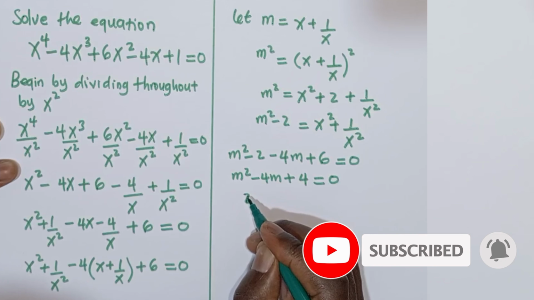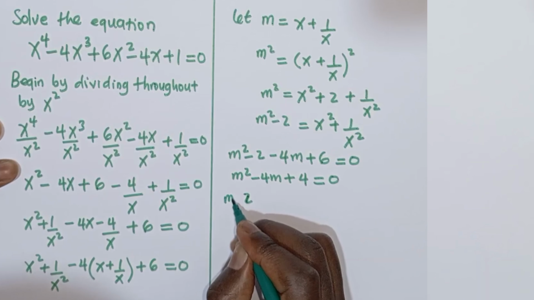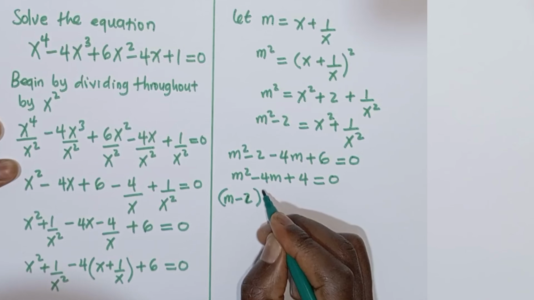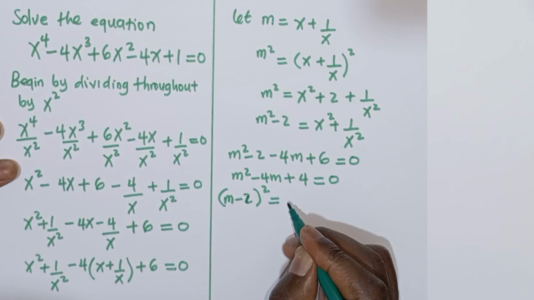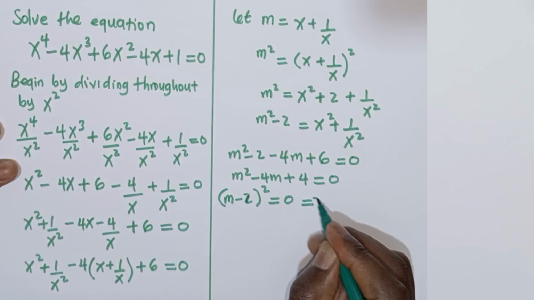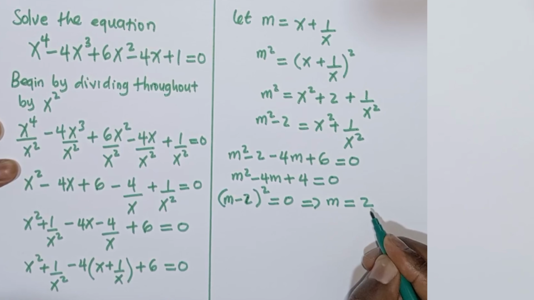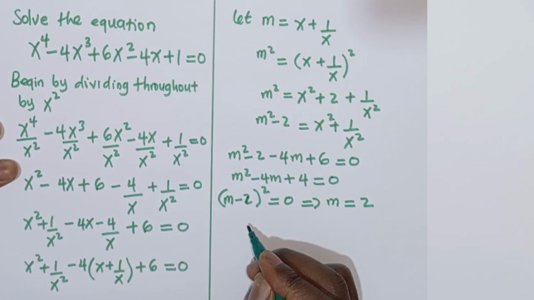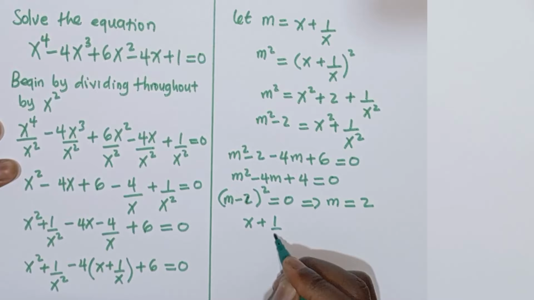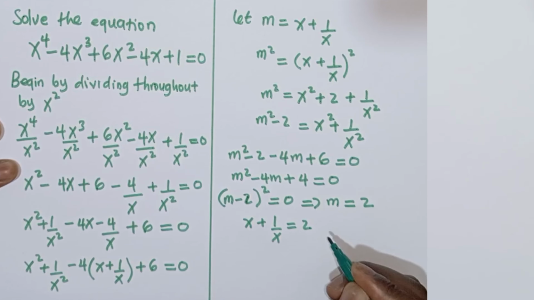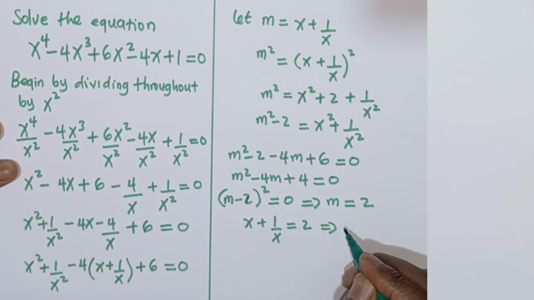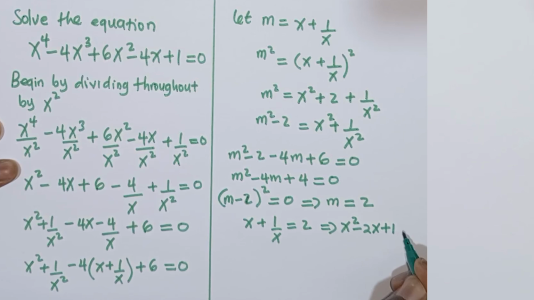So using factorization, we shall have m minus 2, everything squared, is equal to 0. So therefore m is equal to 2. So when m is equal to 2, we substitute it back in our original equation of x plus 1 out of x. So x plus 1 out of x is equal to 2. Simplifying, we get a quadratic equation of x square minus 2x plus 1 is equal to 0.